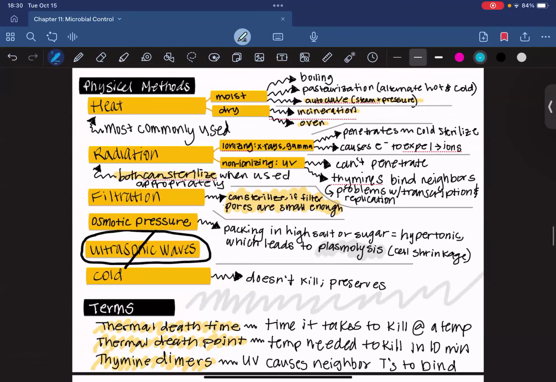So here were all of our physical methods, all of them now. I've had them listed out here. I added in the osmotic pressure. So now that means we are ready to go on to the next category.